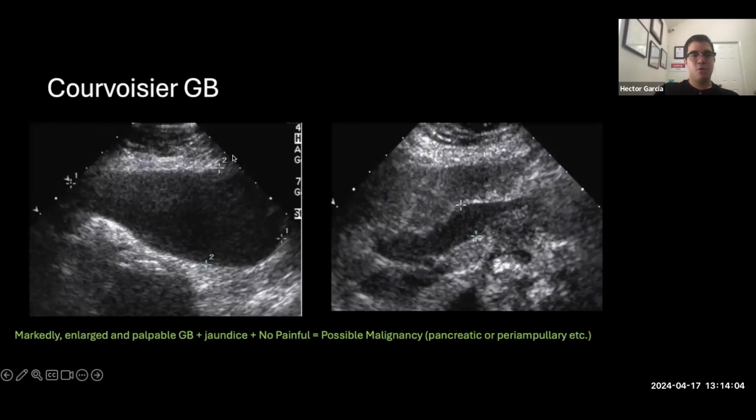Now, the next one is a Courvoisier gallbladder. Hopefully I'm saying it right. This is a markedly distended gallbladder, an enlarged palpable gallbladder. You're going to see jaundice, but it is not painful, and this is because of a possible malignancy. One of the interesting things is that when the gallbladder is distended, this cannot be due to a stone, because if it were due to a stone, you would have a Murphy sign as in acute cholecystitis, but this is not the case here. The gallbladder is palpable, and the patient does not feel pain. It's usually due to a tumor, which could arise from the common bile duct, the pancreas, or be periampullary.